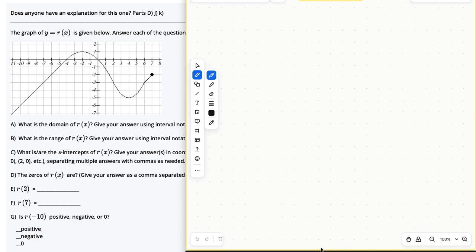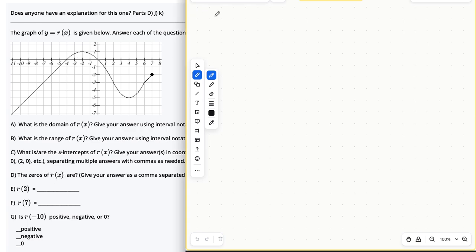So for part D of this one, I should have that ready first, sorry. For part D, it is asking us, so C asks for the x-intercepts, so that would have been negative 4, 0, 0, 0. D is asking the same thing. The zeros are the x-intercepts, they're just asking for it as a list.